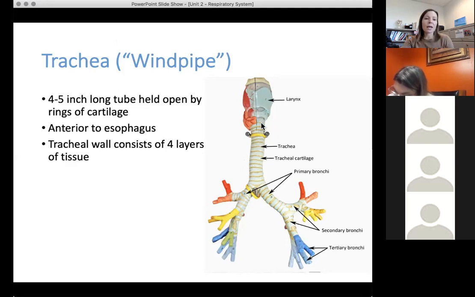It is like a 5-inch tube roughly. We call it the windpipe sometimes, if you've heard of that name. It is located anterior to the esophagus. So it travels down the neck and it's anterior, it's in front of the esophagus.